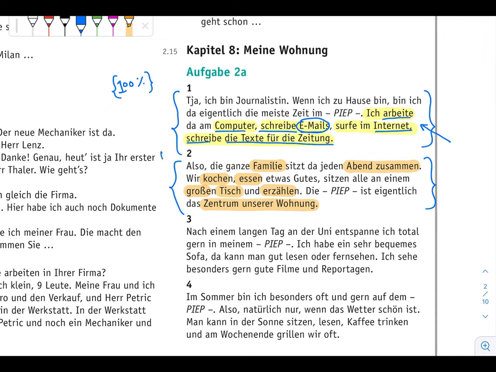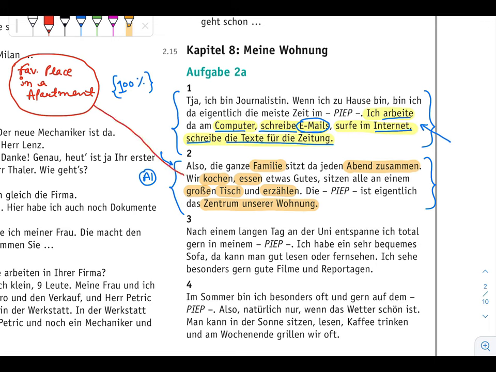So here I again highlighted the familiar words which you already know from your A1. You know family, you know abends zusammen, kochen, essen, großer Tisch und erzählen, Zentrum unserer Wohnung. See now, according to this also we can guess. What they are asking in the question is people's favorite place. You just need to concentrate on one thing: their favorite place in the apartment. We already know the possibilities. For example, there can be working room, sleeping room, living room, balcony and so on. Now, according to this, we can guess.